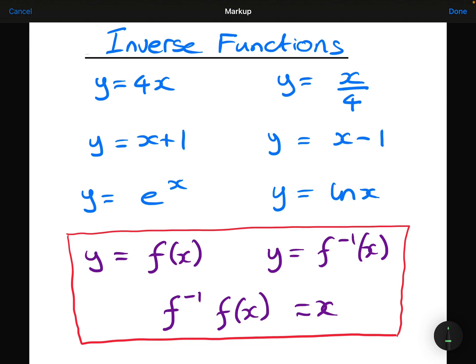Now, the whole idea of the inverse function is it undoes the original function. So timesing by 4, then dividing by 4 will take you back to the number you started with. Adding 1, then subtracting 1 will take you back to the number that you started with. Doing e to the power of a number and then doing ln of that number will take you back to the number you started with. So doing f inverse to the f function will just give you the x value you started with. So that's the idea of an inverse function.